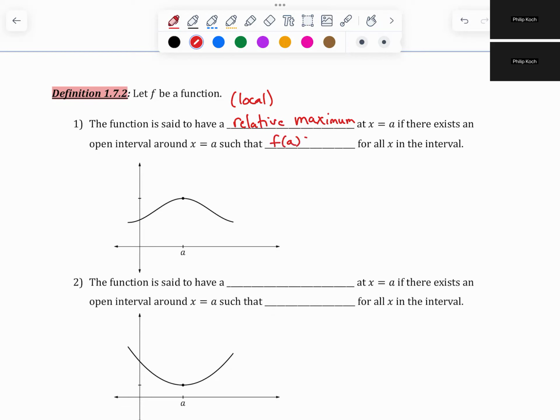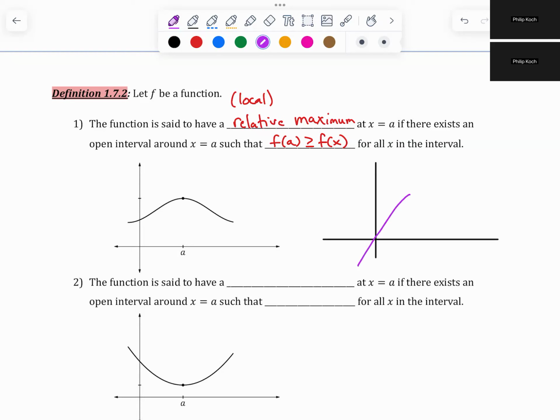F of a is greater than or equal to f of x for all x in the interval. It should be f of x, f of a is strictly greater than f of x. It should be. And it's not because they're wrong. Miller and Gherkin are pretty good mathematicians, but they're 100% wrong here, and I'll tell you why. Because I have to, because it's driving me nuts every single time I teach this course.